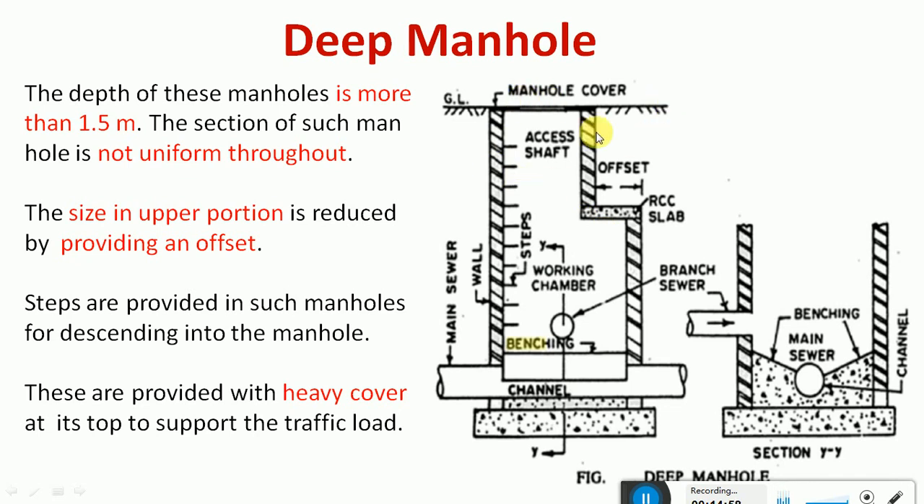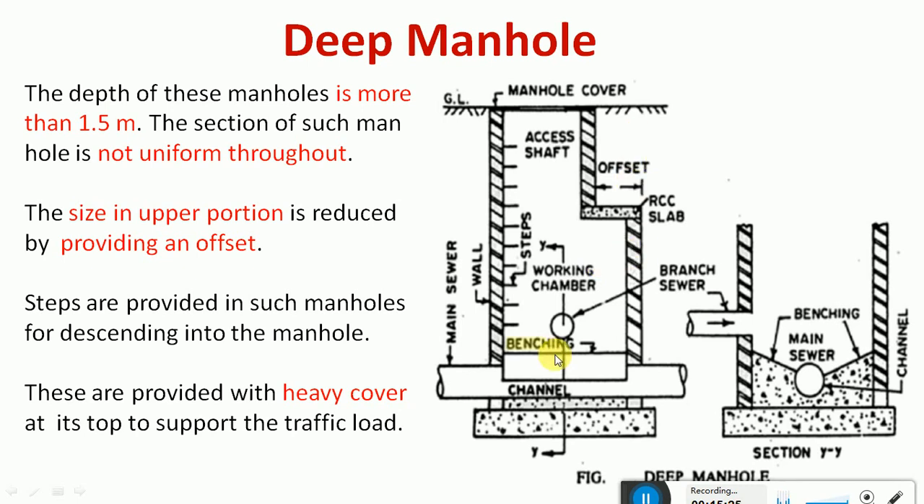So what we have is something like this structure here. An offset is provided just to provide the resistance against the stresses of the earth, because it is usually located below the ground. If you provide an offset, it will resist more strength compared to the normal straight section.